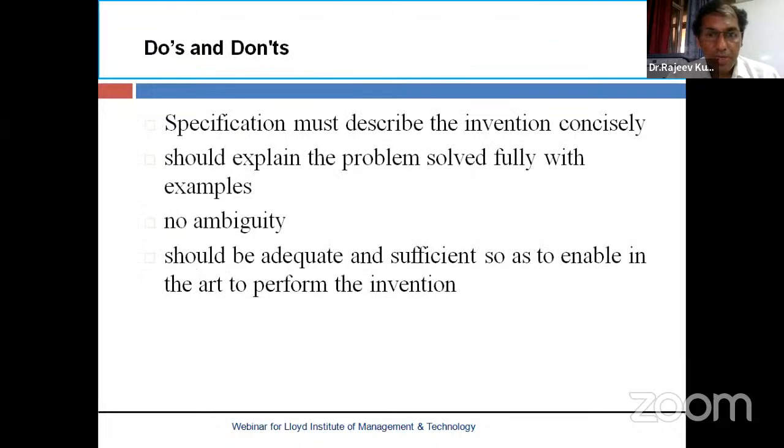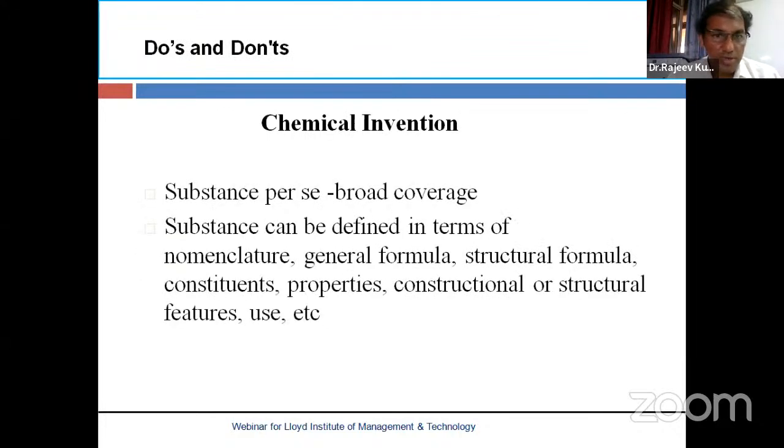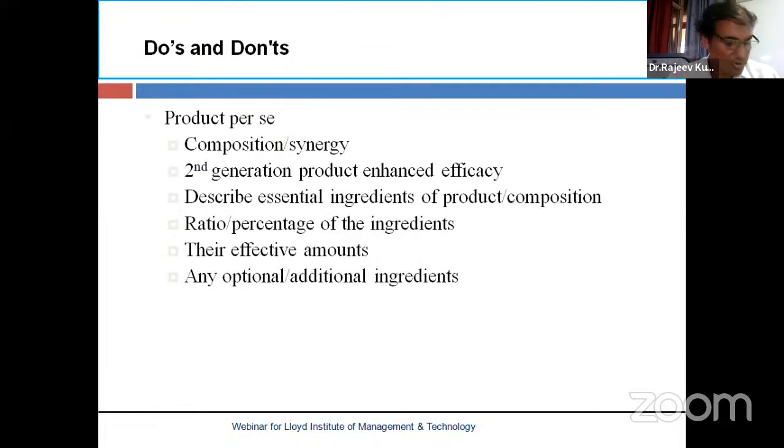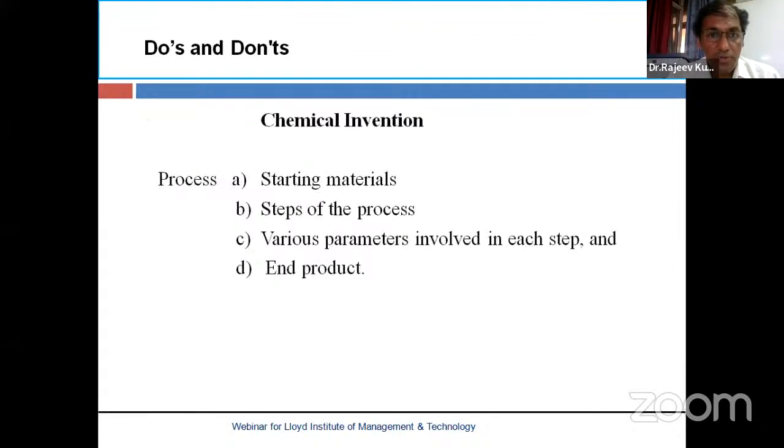So I'm skipping a few slides so that we come on to the main slides quickly, because we are left with 10 minutes more. So in a chemical invention, you have to be very sure that you are able to describe the starting materials, the steps of the process, the various parameters involved in each step, and the end product. So if it is a process patent.